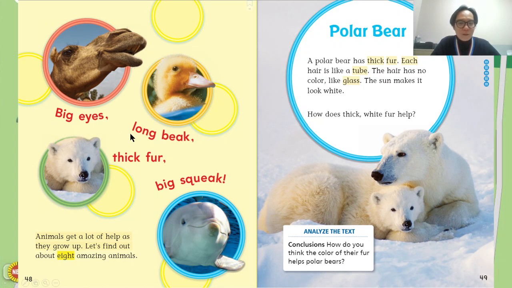Big eyes, long beak, thick fur, big squeak. Animals get a lot of help as they grow up. Let's find out about 8 amazing animals. Polar bear. A polar bear has thick fur. Each hair is like a tube. The hair has no color, like glass. The sun makes it look white. How does thick white fur help? How does this polar bear's thick white fur help it?